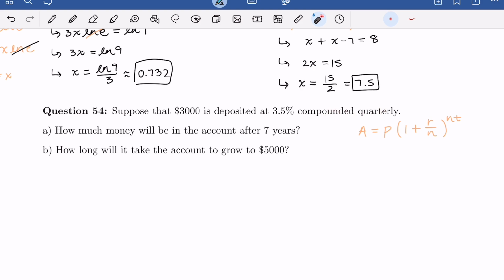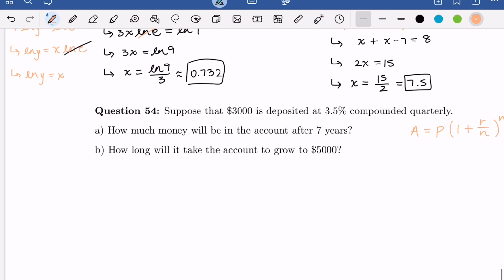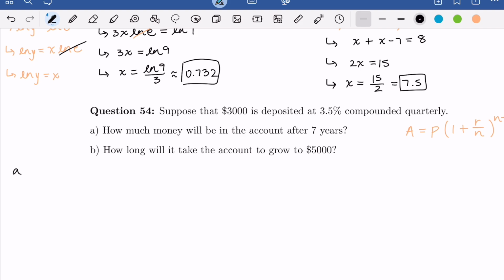So the first thing that we want to do is figure out how much money will be in the account after 7 years. So we're trying to find A in this case. So for problems like this, it's always best to identify what pieces of information you do have. So we know that our principal is going to be $3,000. We know that our rate is going to be 3.5%, and then whenever we're dealing with formulas like this, we always want to convert our rate to a decimal. So this will be 0.035, and then N is going to be the amount of times it's compounded per year.